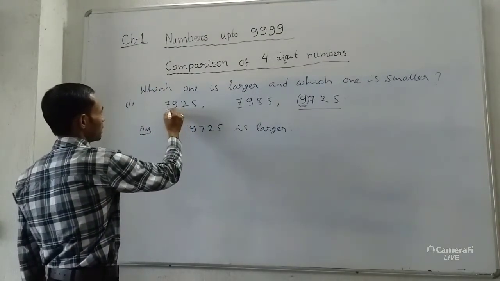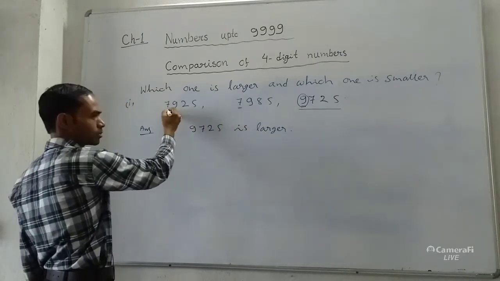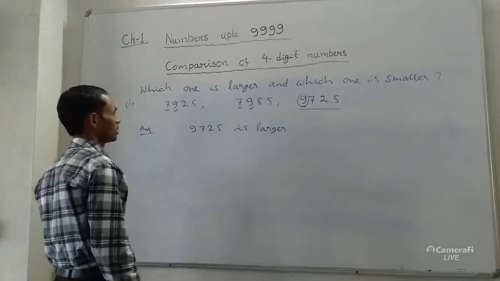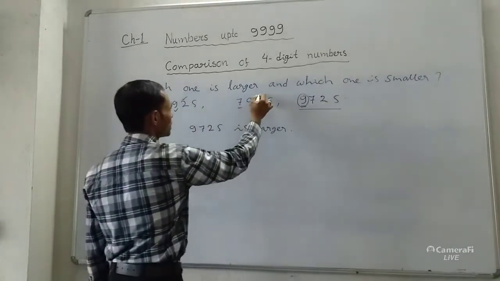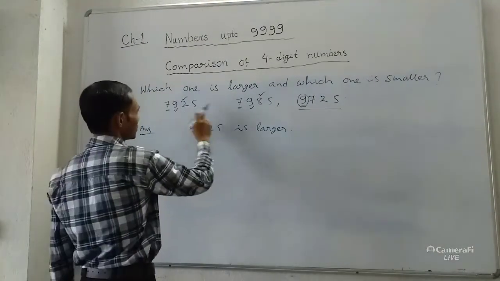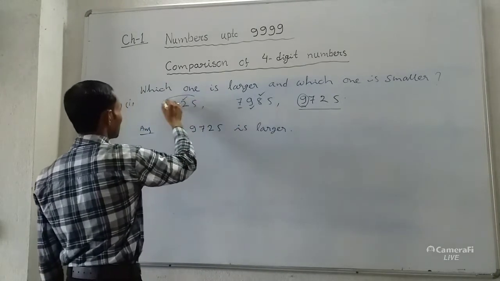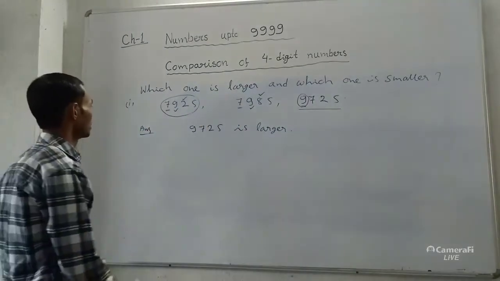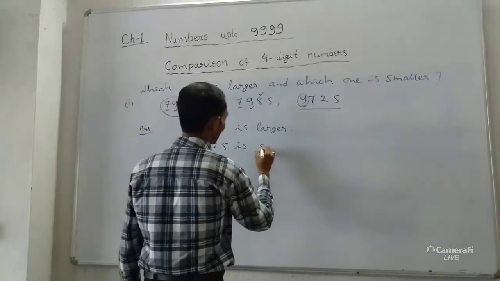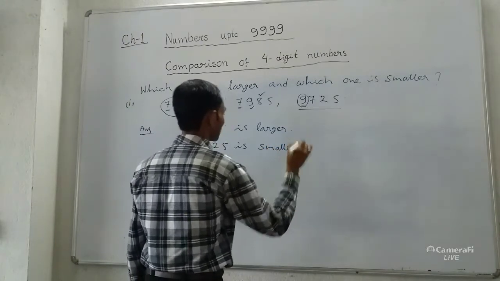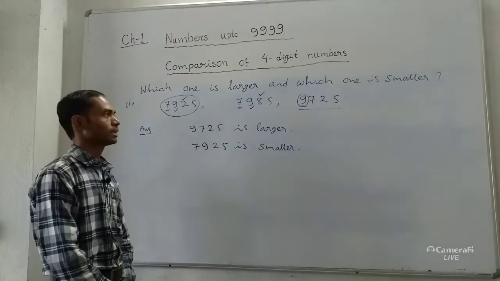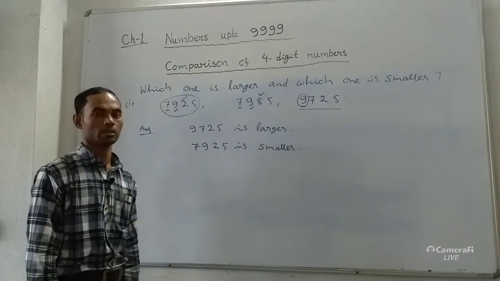Next digit, here is 7, the first digit was 7 and 7, the leftmost digit. The next digit is here 9 and 9, same. Now check the next digit, which is here 2, here is 8. So 2 is smaller than 8. That's why this number becomes the smaller one. So we get 7925 is smaller. So in this way we can compare among some numbers and find out the larger one and the smaller one.